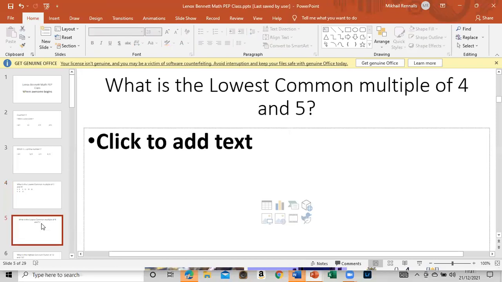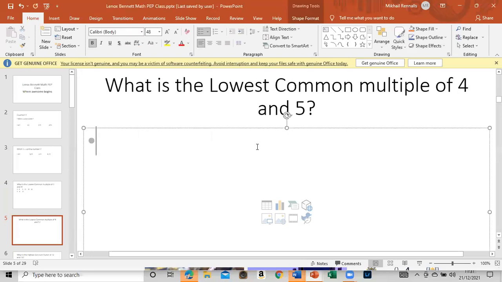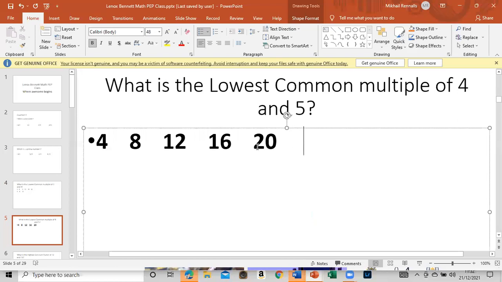What about this one? What is the lowest common multiple of 4 and 5? 20, sir. 20. And it's the same procedure, guys. We add in 4 each time. So 4 plus 4, 8. Then we add 4, 12. Then we add 4, 16. Then we add 4, 20. Then we add 4, 24. Then we add that 28, 32.